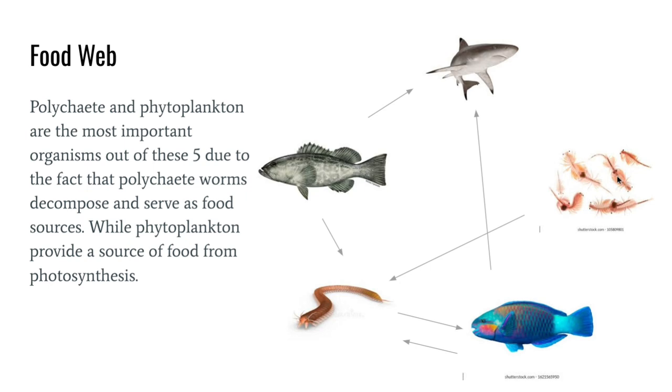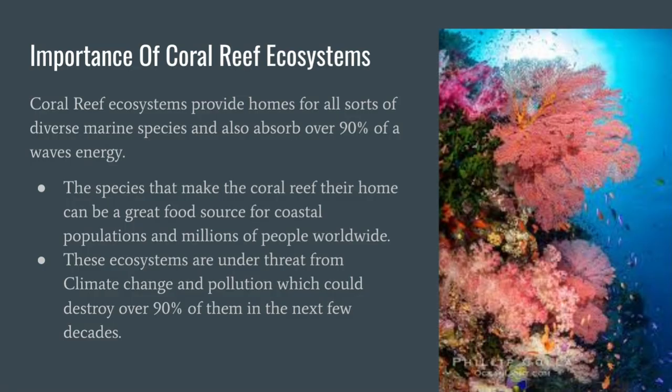I don't have any crustaceans on here, so polychaete and phytoplankton are the most important organisms out of these five, due to the fact that one is a heterotroph and one is an autotroph. They are the base of the food web, basically. So they serve as food sources for many different organisms. It's basically just beating a dead horse.